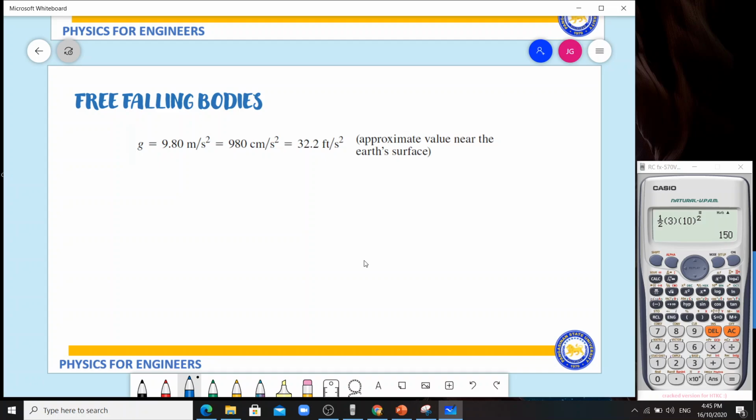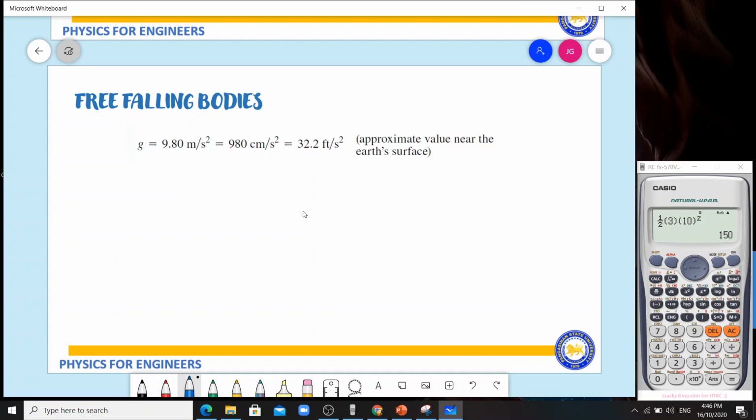Hello class, in this video I will be discussing part 2 of module 2, lesson 1, kinematics. Now we are going to concentrate on free falling bodies. In the last video we concentrated on the motion on the x-axis, or horizontal motion. Now we are going to concentrate on the motion on the y-axis, or vertical motion. Okay?